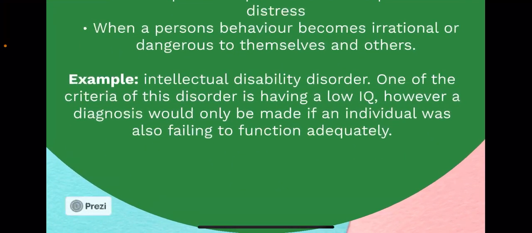An example of when we would use failure to function adequately to diagnose an individual is when we consider intellectual disability disorder. One of the criteria of this disorder is having a low IQ. However, a diagnosis would only be made if an individual was also failing to function adequately. So we often use failure to function adequately alongside other definitions of abnormality to confirm that an individual is displaying abnormal behaviour.